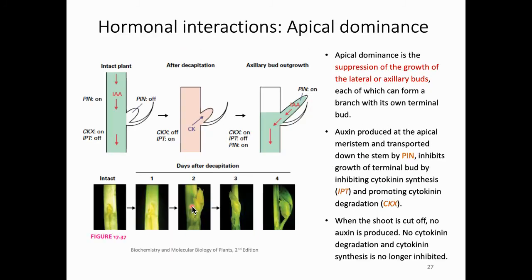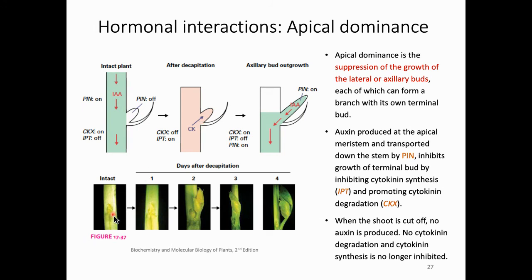All right. This is hormonal interaction. It's about apical dominance. Like I mentioned earlier, auxin is produced in the shoot of the plants, and it will travel toward the root direction. And along the way, it will stop growth of the lateral bud. But if the top of the plant is cut off, there will be no more auxin, and cytokinin will promote the growth of the lateral bud right here.